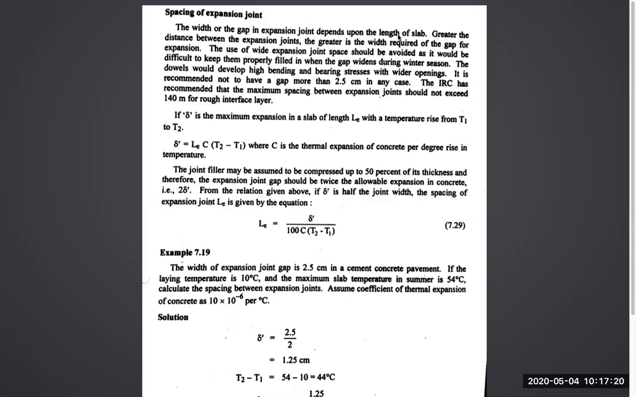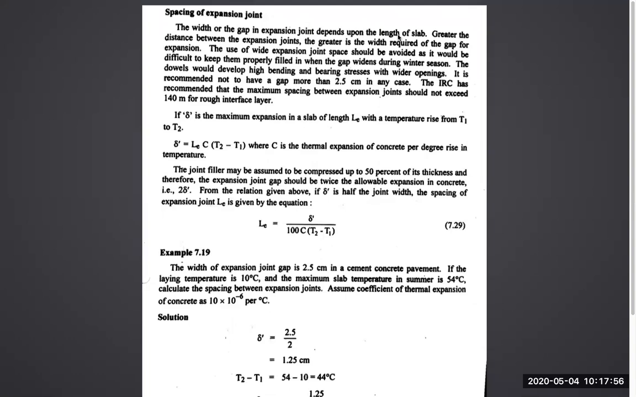So apart from those standard values, there is a certain procedure which we'll be discussing now. Let us take up the first one, that is the spacing of a joint. The width of the gap of an expansion joint depends on the length of the slab. So it depends mainly on the length of the slab. Now, why are expansion joints given? It is to cater for variation in the temperature, particularly seasonal variation in the temperature. In the previous lecture, I was discussing this.